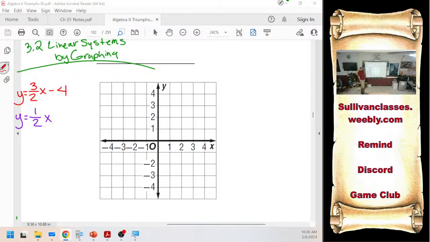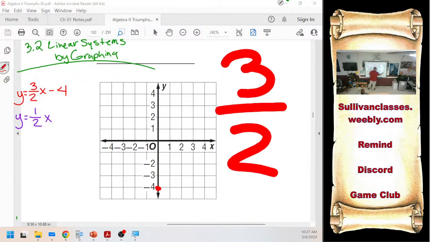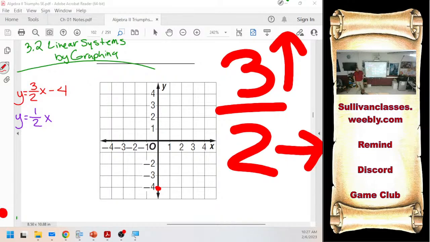3 halves x minus 4. Where am I starting? Oh, okay. You didn't say anything, so I just put it at the first negative 4 I saw. So, now what? Up 3, right 2. Okay. Those arrows helping us? 3 over 2. If you need to put those arrows on there, y'all, it's going to keep you more accurate. Up 3, right 2. Up 3, right 2.